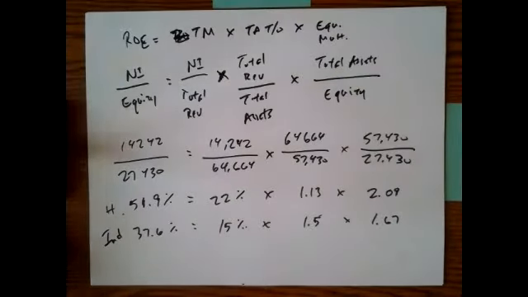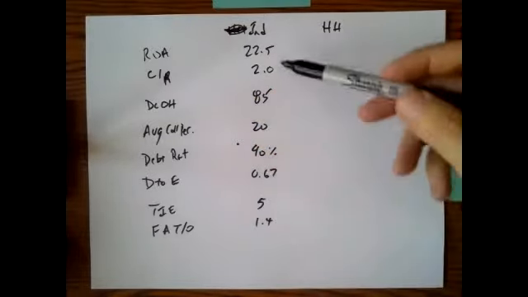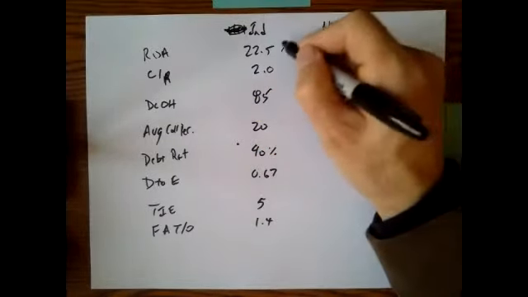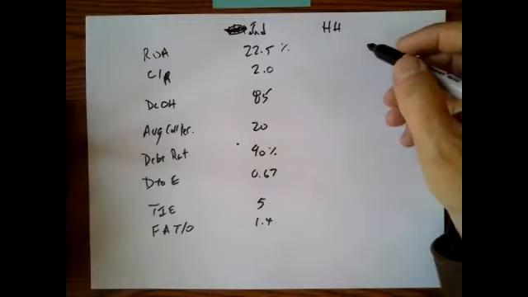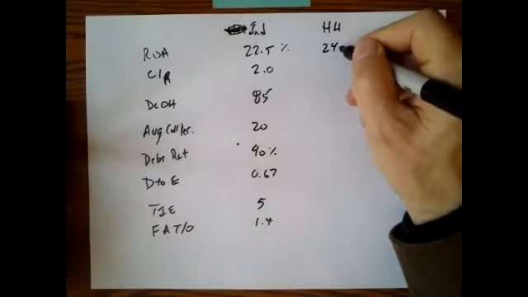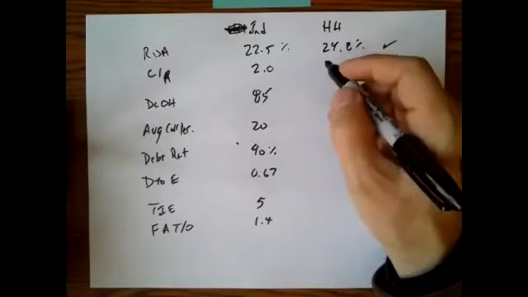Okay. So part B asks us to calculate and interpret the ratios for heart hospitals. So let me pause and write those out. Okay, so we have our ratios, our industry averages, and then we'll do heart hospital. So return on assets is net income divided by total assets. Net income for heart hospital, as we talked a minute ago, is 14,242. Total assets is 57,430. So that gives them a return on assets of 24.8. So that's good. That's above industry average. You want to be higher than the industry average.